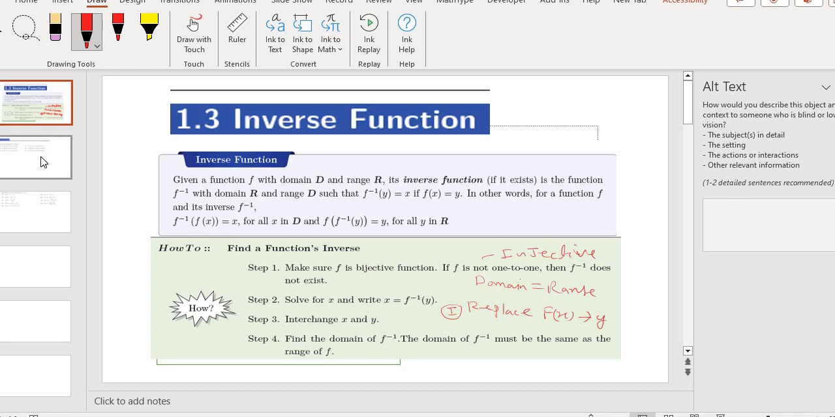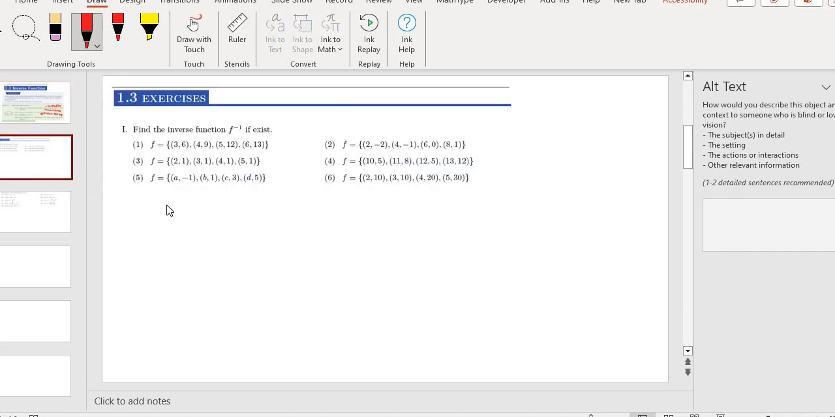So I'm going to pick exercise 1.3, which is based on finding the inverse function f inverse. This is called inverse function, if it exists, meaning if it is a one-to-one function. How can we say that it is one-to-one? When domain equals range, then it is a one-to-one function or injective function.